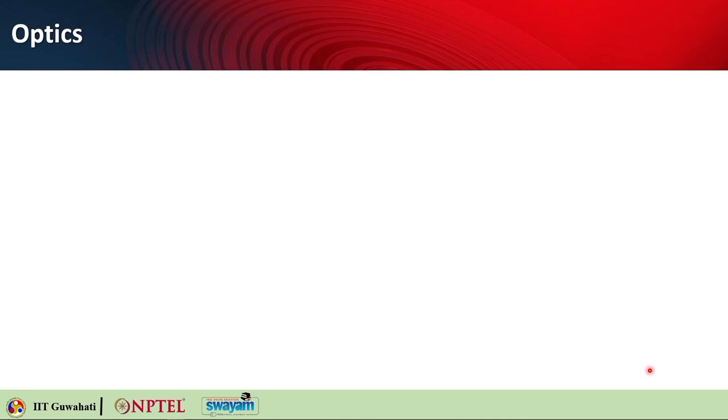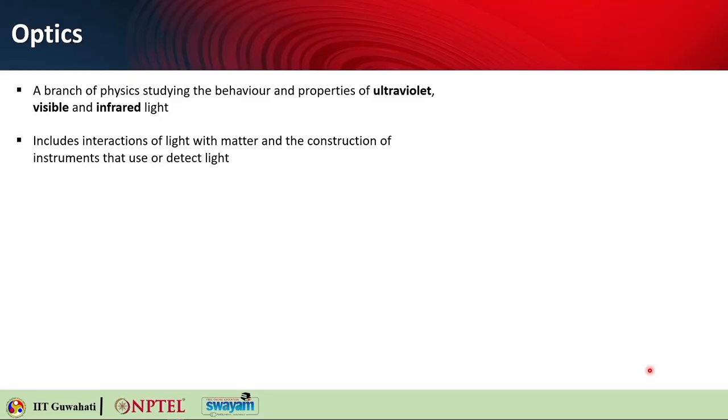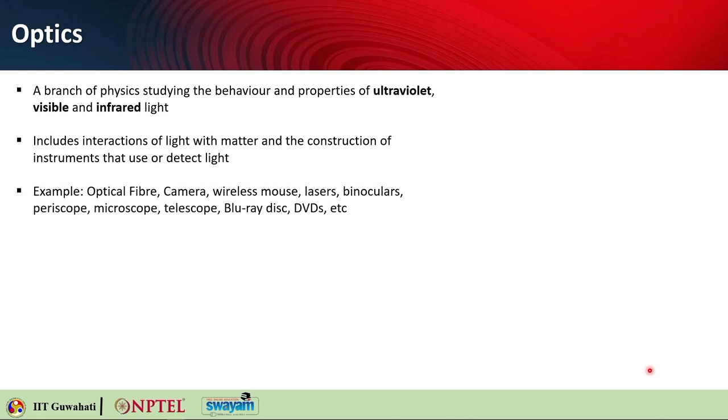Now, to understand nanophotonics, which is the topic of this course, let us first begin with a very broad topic that all of us have studied in our school days, and that's optics. So what is optics? It's a branch of physics studying the behavior and properties of light. When I say light, I do not only mean visible light, I also mean ultraviolet, visible, and infrared light. That is the range optics typically covers. It includes the interaction of light with matter and the construction of instruments that use this kind of light for manipulation or detection. Some examples are optical fiber, camera, wireless mouse, which I am using right now, lasers, binoculars, periscope, microscope, telescope, then Blu-ray devices, DVDs, etc. These are all based on optics.